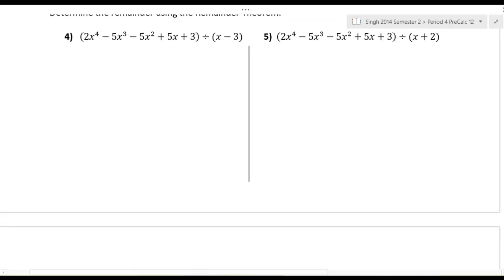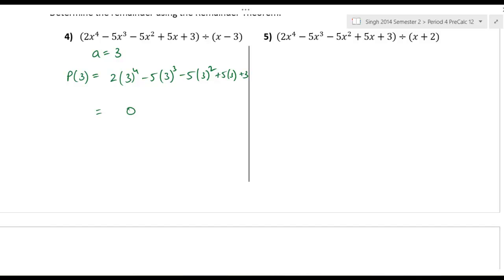I want to figure out if x minus 3 is a factor of that polynomial there. So to do that, I'm going to go ahead and use the remainder theorem, which means the a value here is 3. So I want to evaluate what p of 3 is going to be. So let's go ahead and plug that in. I'm going to go 2 times 3 to the 4 minus 5 times 3 to the 3 minus 5 times 3 squared plus 5 times 3 and then plus the 3. So you work that out, and what you're going to end up getting is 0.